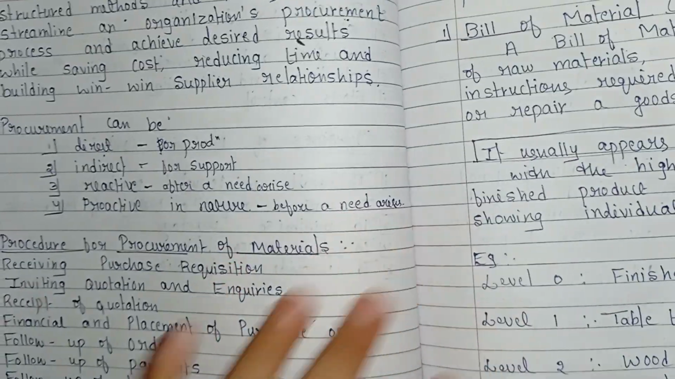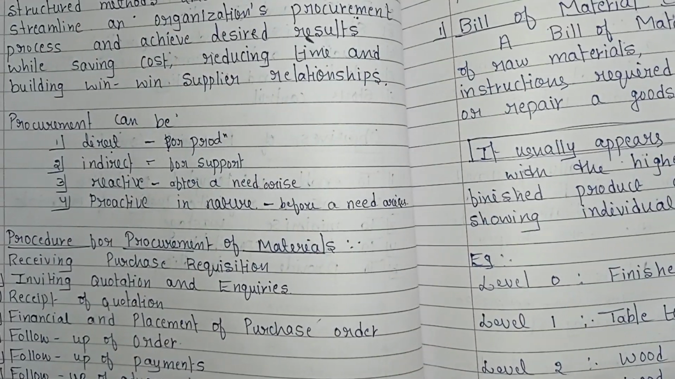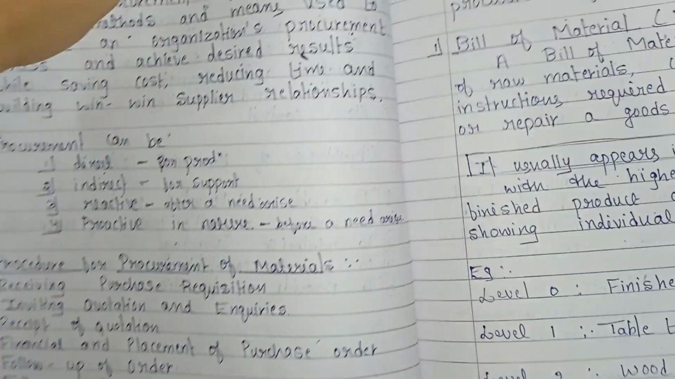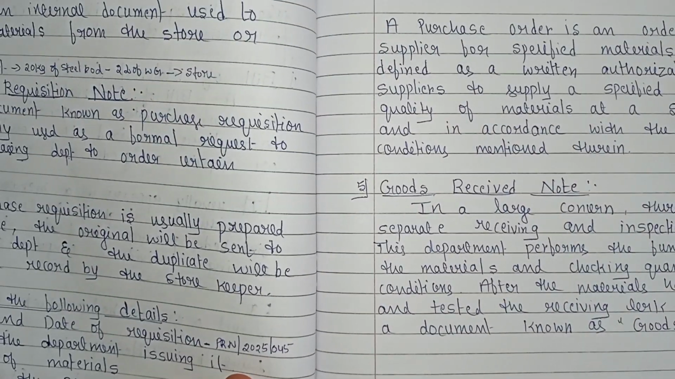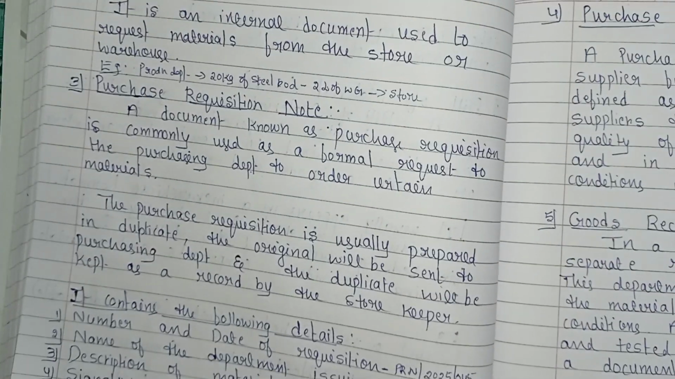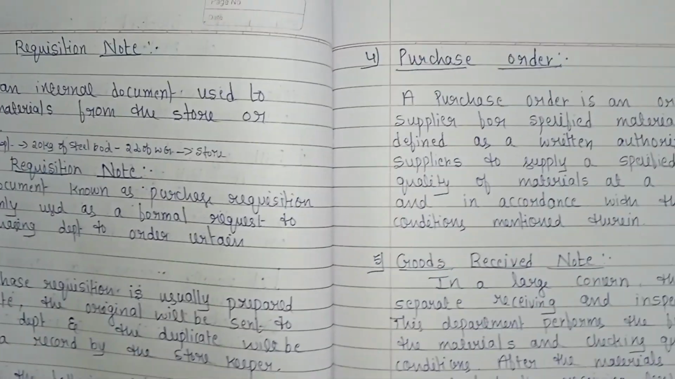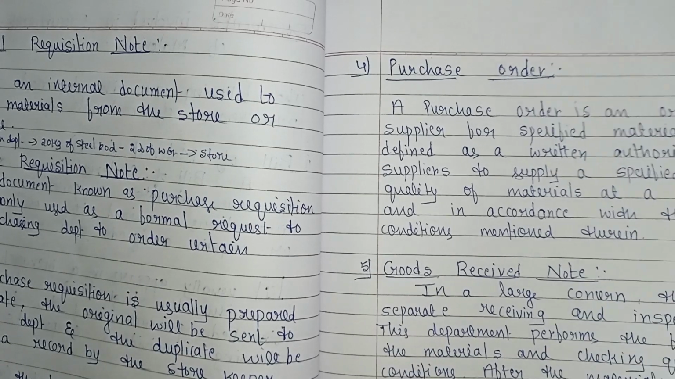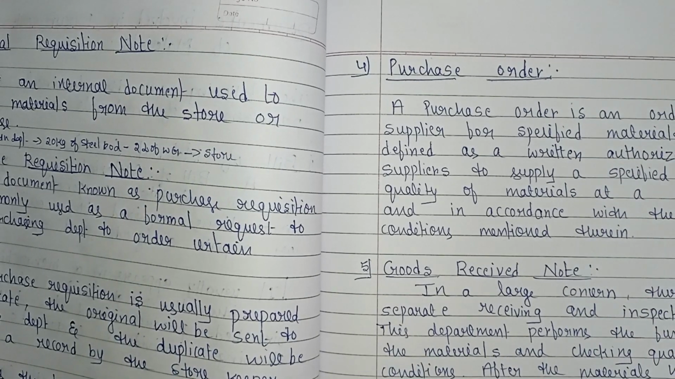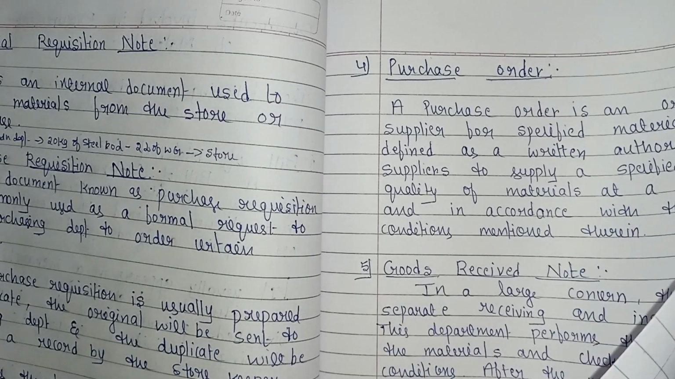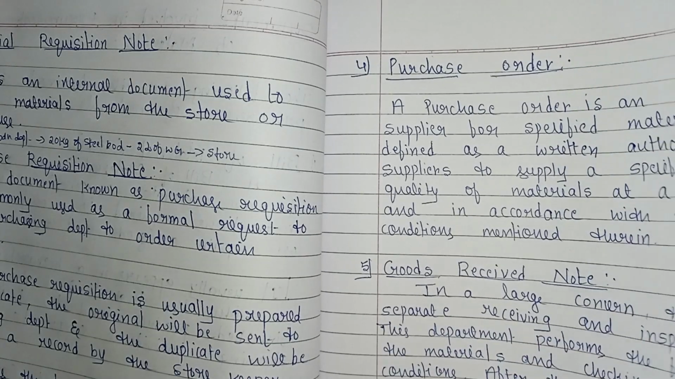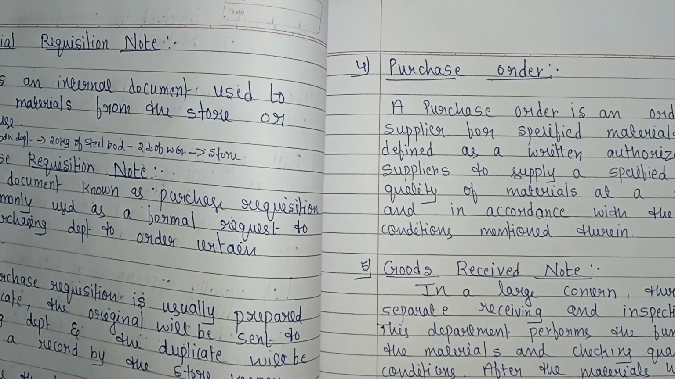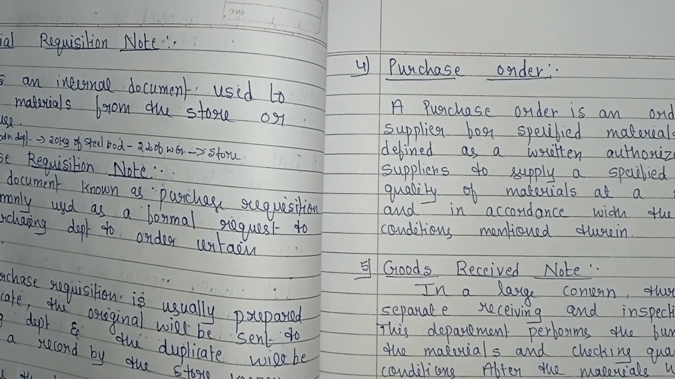So what are the documents involved in procurement of materials? In that, the first one is the bill of material, the second one is the material requisition note, the third one is the purchase requisition note, and the fourth one is the purchase order. Clear? The fourth one is the purchase order. What does it mean? Here, see here, purchase order.